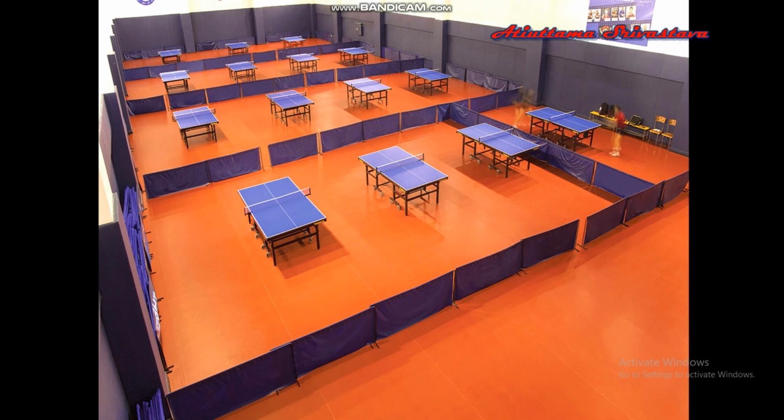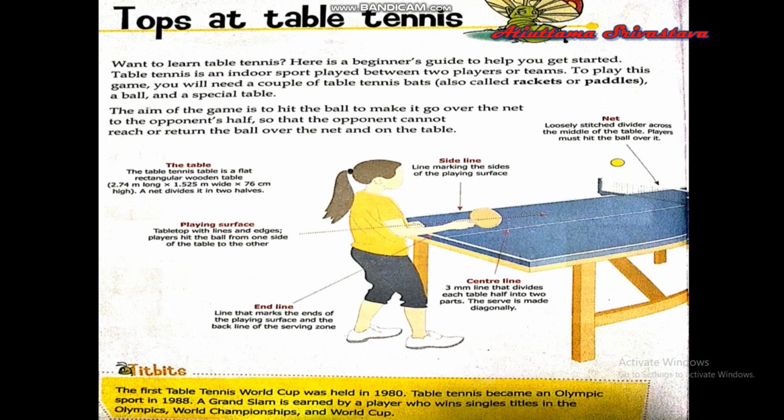How is the game played? The ball is hit and it goes over the net to the opponent's half, so that the opponent cannot reach or return the ball over the net and on the table. The aim is that the opponent should not be able to return the ball. But as the game goes, the opponent returns the ball to the other side.